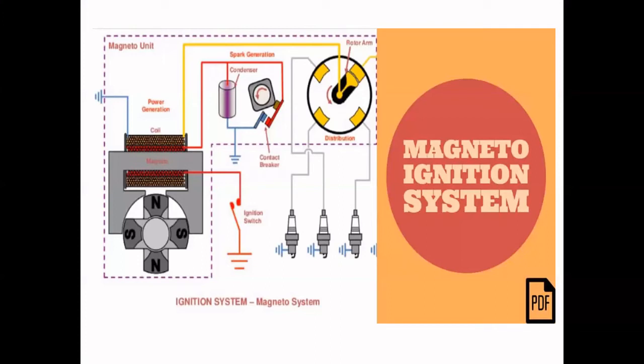One end of the magneto is grounded. You can see the magneto is connected to the ignition switch, and then it is grounded. The ignition switch is operated by the driver for switching the engine on and off.